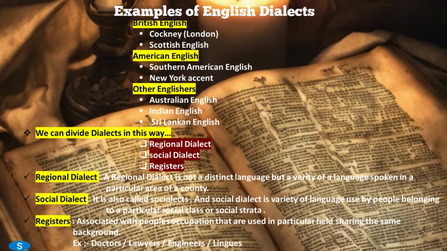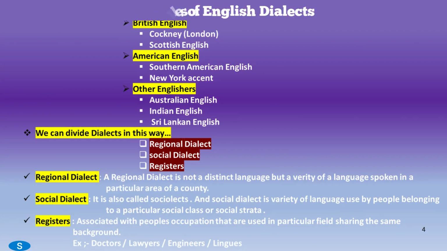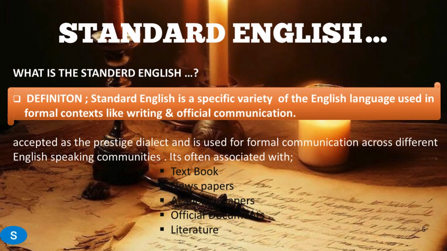Registers. Registers are the varieties of language associated with people's occupation. Registers are the language that is used in a particular field or occupation, usually sharing the same background. Correct. My next topic is Standard English.